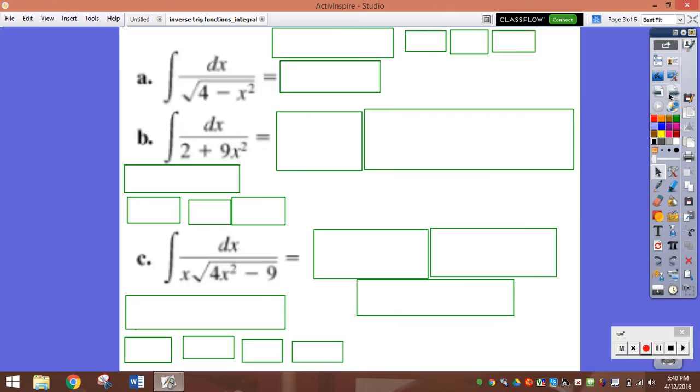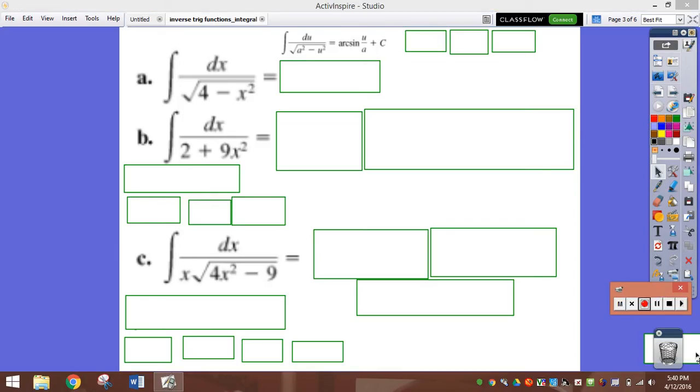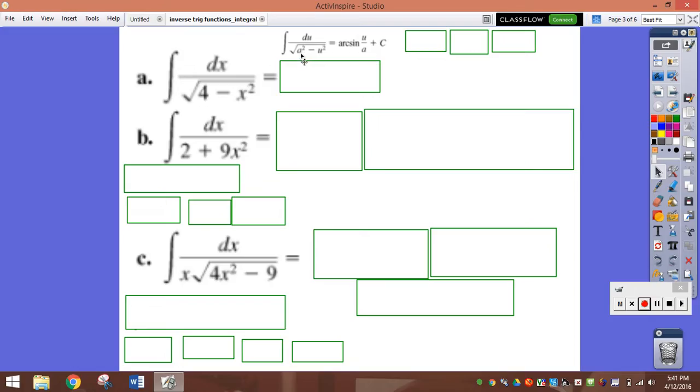So let's look at some examples. In our first example, we have a square root. There's no variable out front, so we're looking at an arc sine situation. And the integral needs to be in the form 1 over the square root of a squared minus u squared. So looking at our integrand, we need to figure out what a is and what u is.